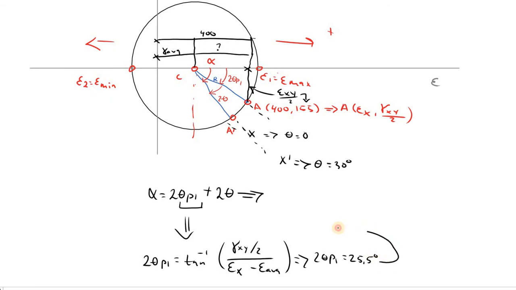If we then use this up here, we'll find that our alpha equals 25.5 plus 2 times 30 degrees, right? That has already been given, and our theta P1, that's what we just found down here. Our alpha is then 85.5 degrees.